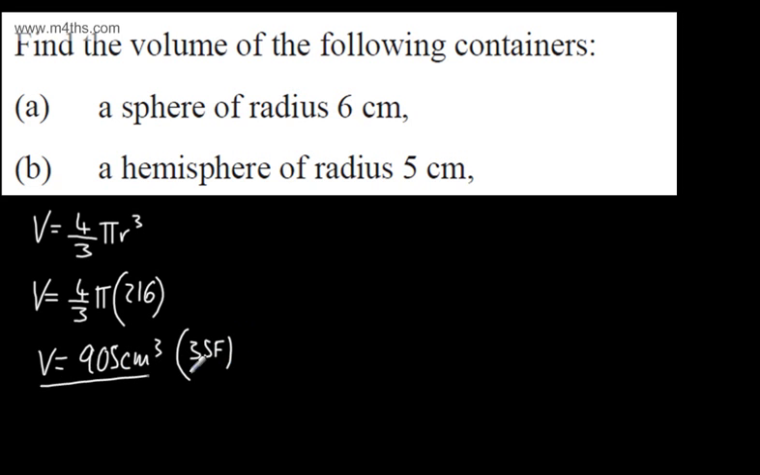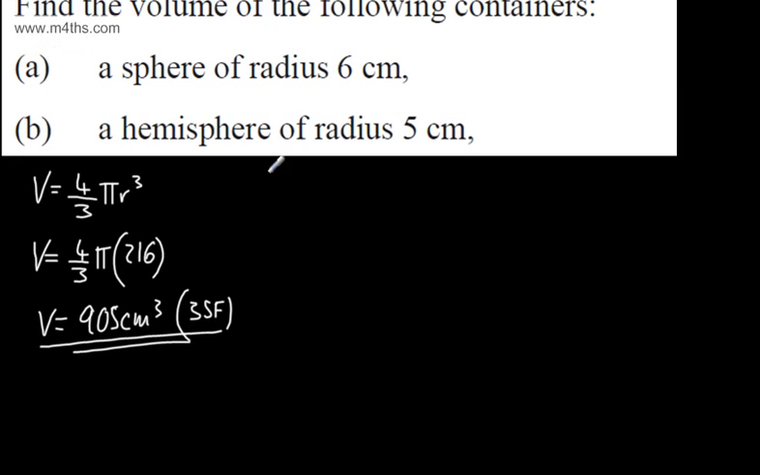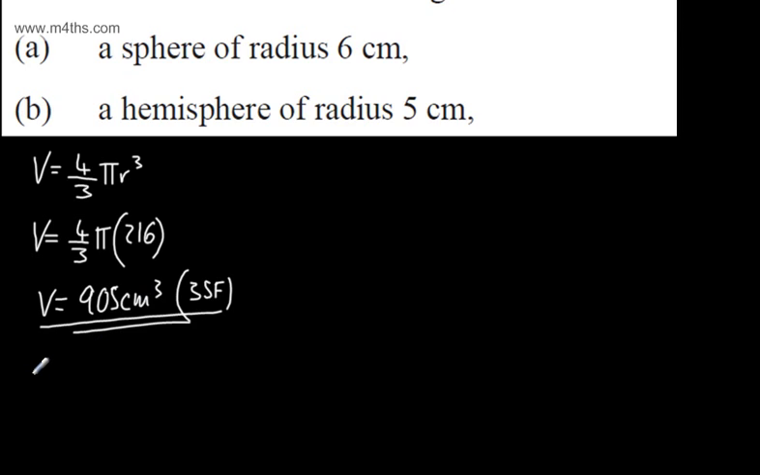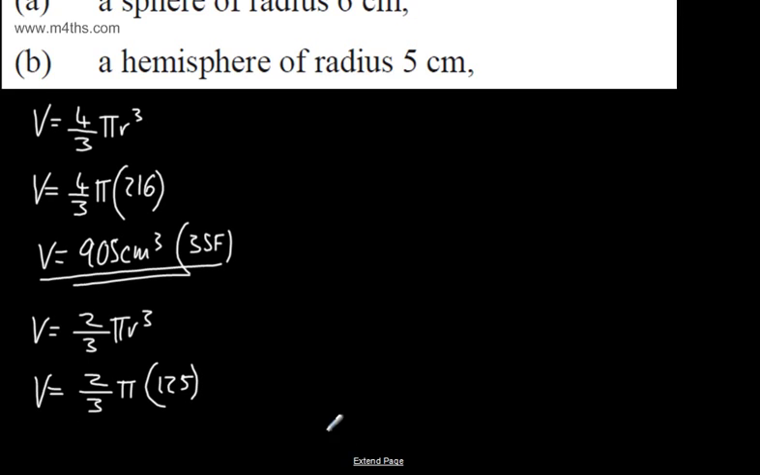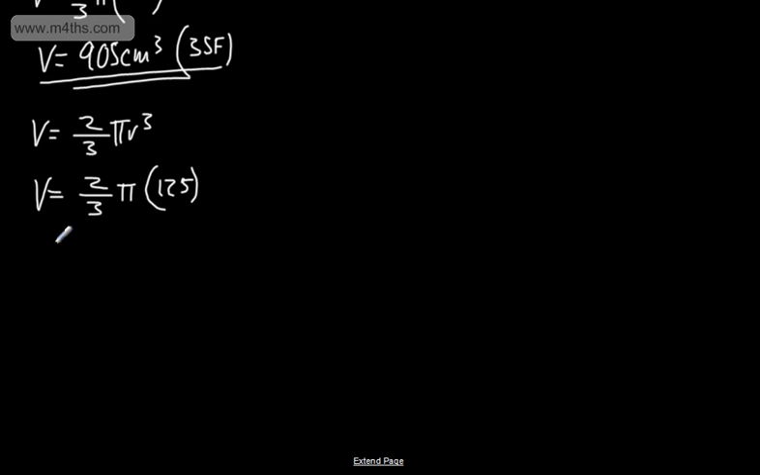So just popping that on, you will be given a level of accuracy to aim at in the exam. If we look at the hemisphere of radius 5 centimeters, we can say that the volume is 2/3 pi r cubed. So all I'm going to have now is volume will be 2/3 multiplied by pi multiplied by 5 cubed, or 5 to the power 3, which is 125. So as an exact answer, we could say that the volume is going to be 250 pi divided by 3, and that would be centimeters cubed.